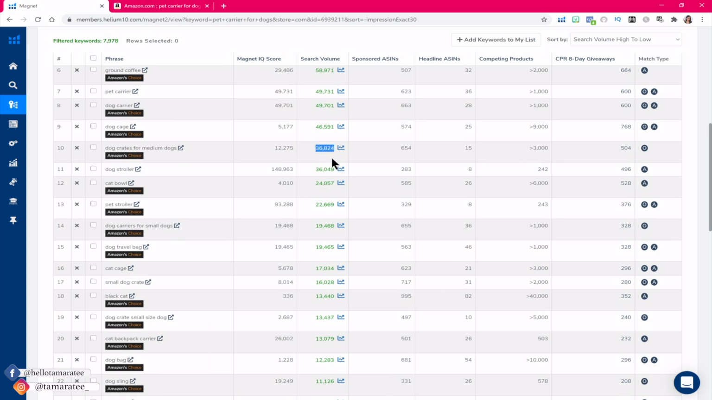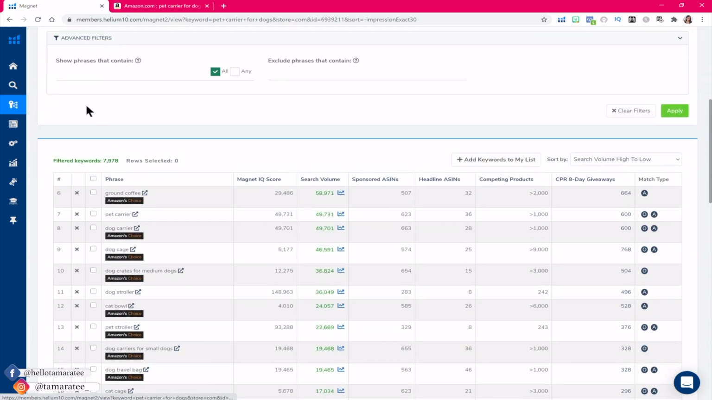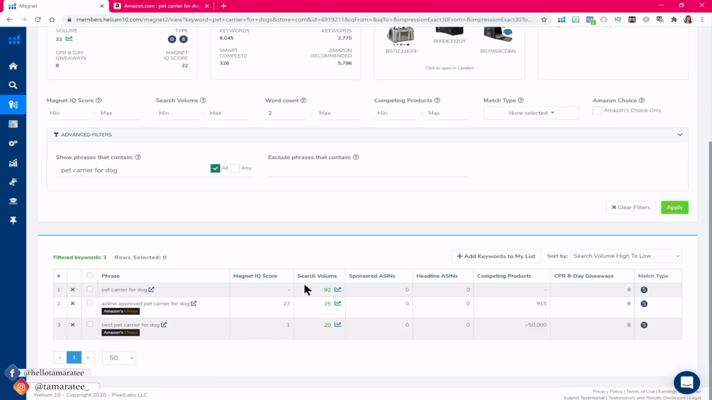You want to find a good amount of search volume for these keywords so you know that people are actually searching for your product. So if I want to narrow this down, I can go onto here, show phrases that contain pet carrier for dog. Apply, and now it will cut everything down and only show you keywords pet carrier for dog.